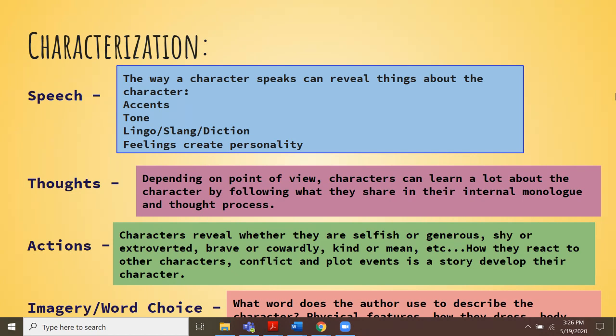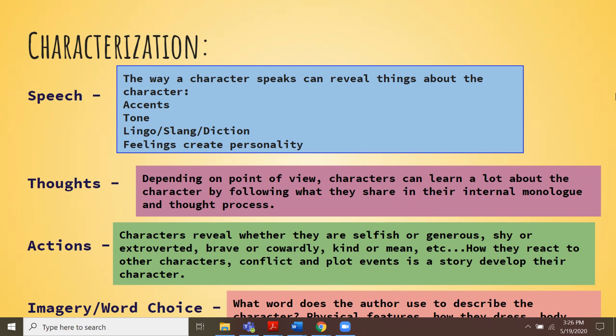The first way is through speech. How does the character speak? How do they talk? Do they have an accent? What is the tone that they use? Do they have any slang or certain lingo? That's the diction, the words that they choose, that word choice when they have a conversation in their dialogue. It's the feelings that they have that create personality.